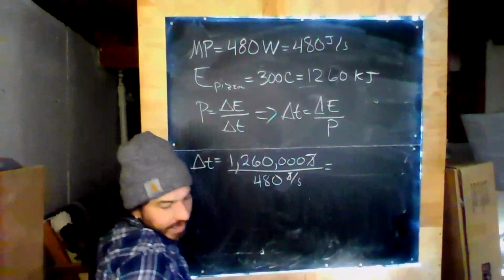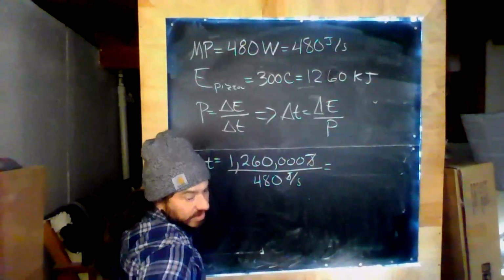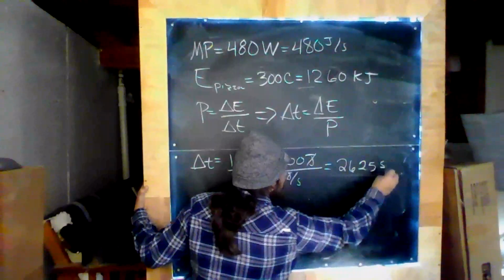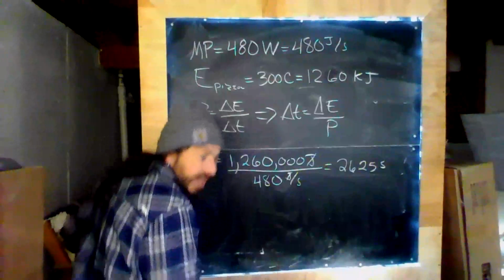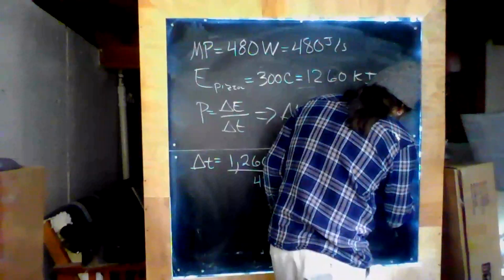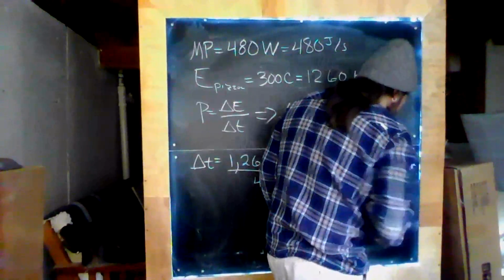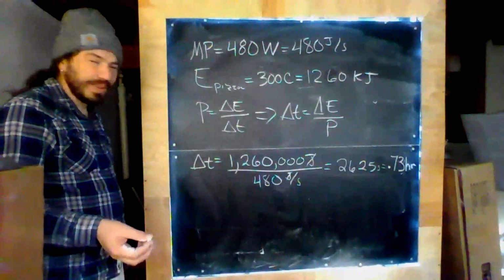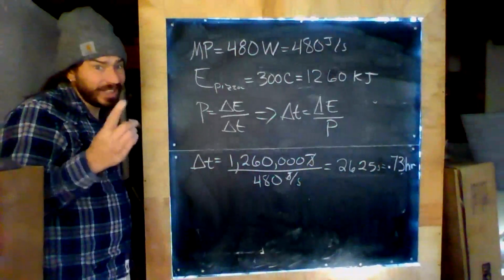And so, when I run my calculator, I got 2,625 seconds. Which I can convert to about 0.73 hours. Okay, so about 0.73 hours, or 3/4 of an hour, which is a little bit depressing too, because that's a long time on a bicycle for one piece of pizza. But it's a pretty legit number.